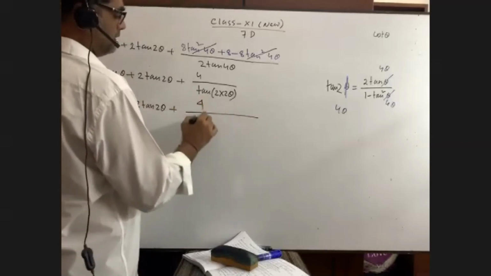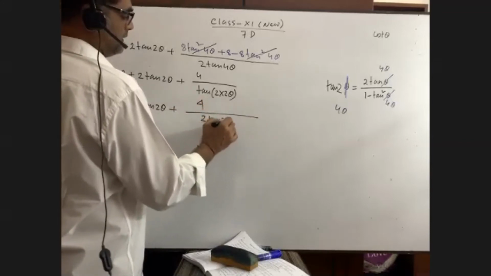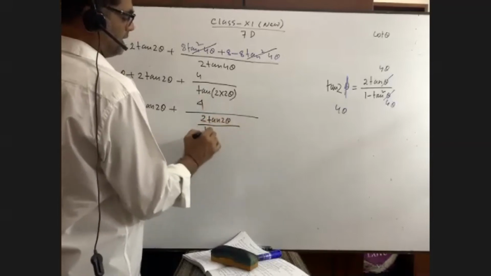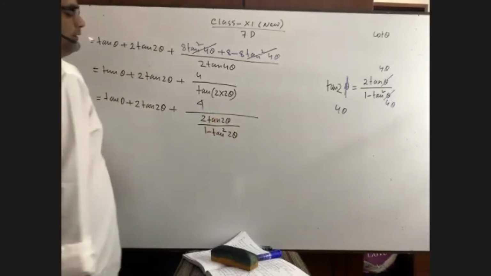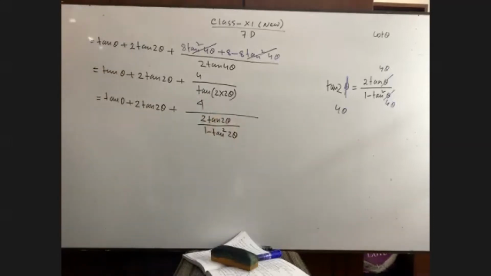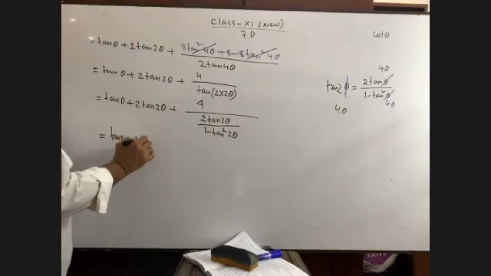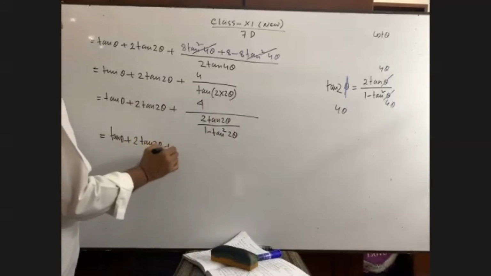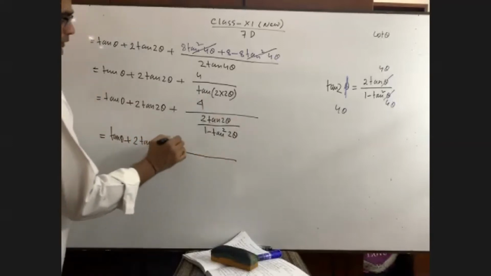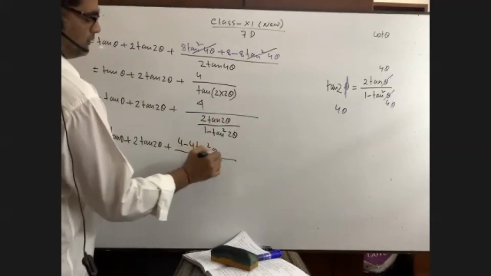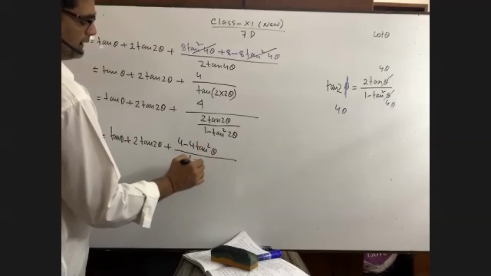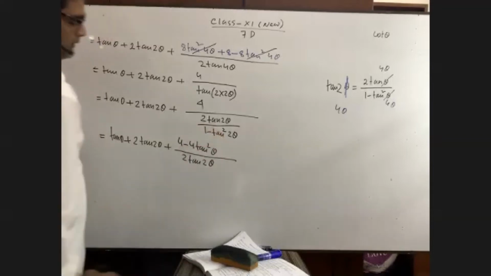4 by 2 tan theta by 1 minus tan square 2 theta. Is it? Yes, sir. That is tan theta plus 2 tan 2 theta. Here it will be 4 minus 4 tan square theta by 2 tan 2 theta.